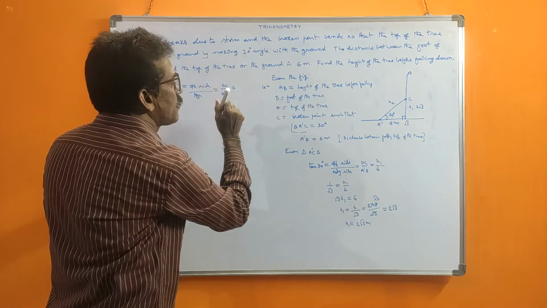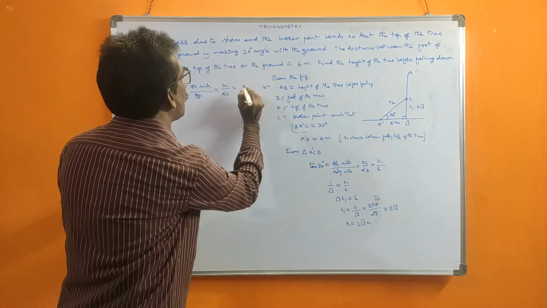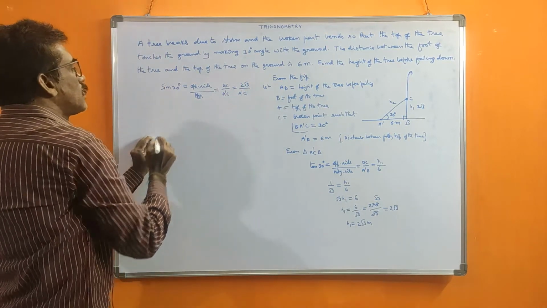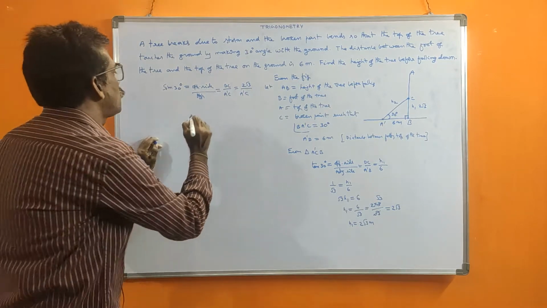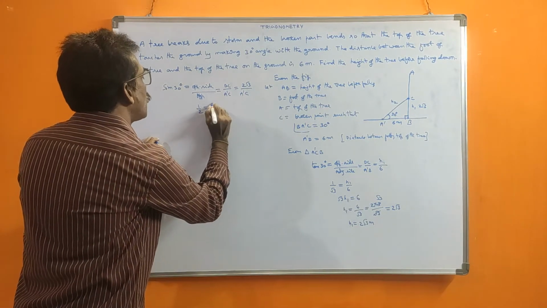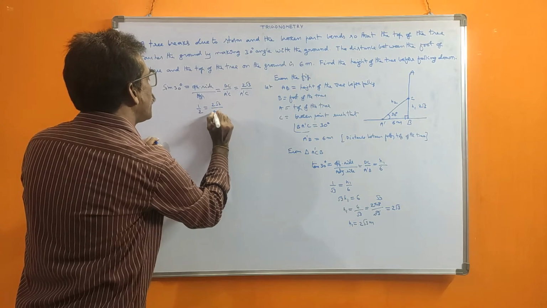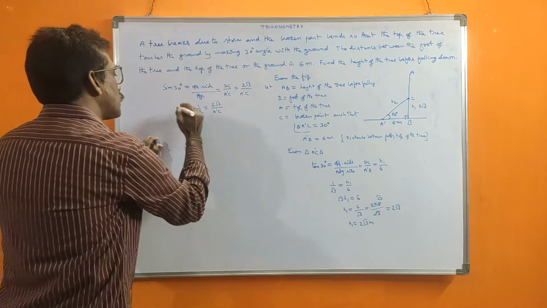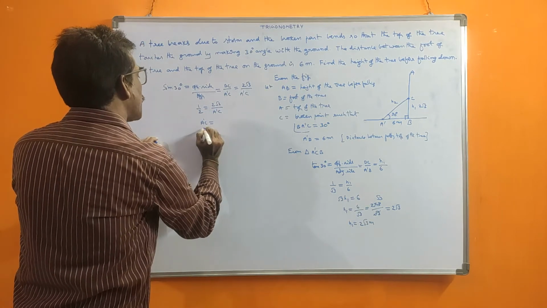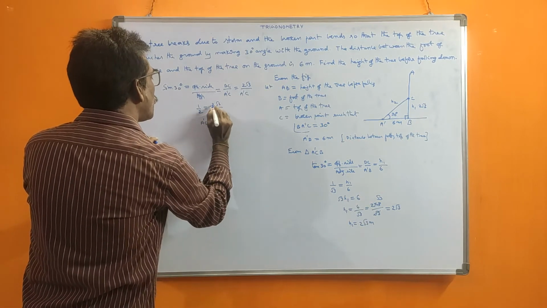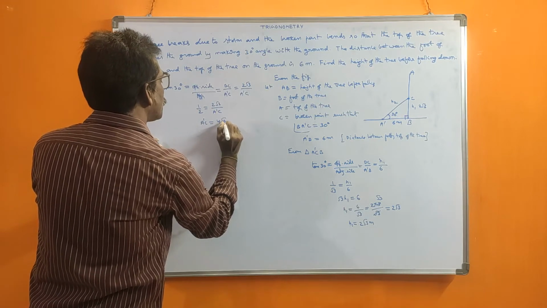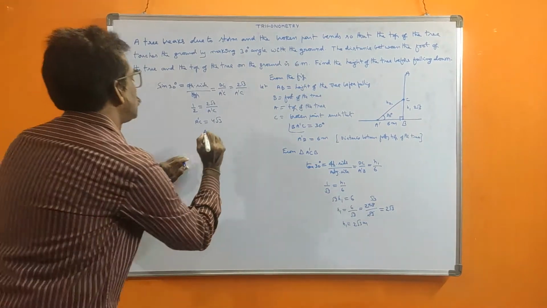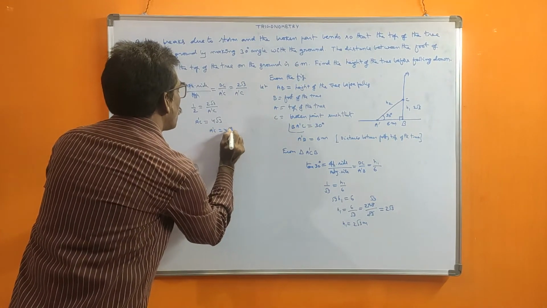Now substitute the values. BC we calculated as 2 root 3, by A dash C we don't know. Sin 30 value is 1 by 2. So 1 by 2 is equal to 2 root 3 by A dash C. Directly cross multiplication: A dash C into 1 is A dash C is equal to 2 into 2 root 3, which means 4 root 3. Now you got A dash C is equal to 4 root 3.